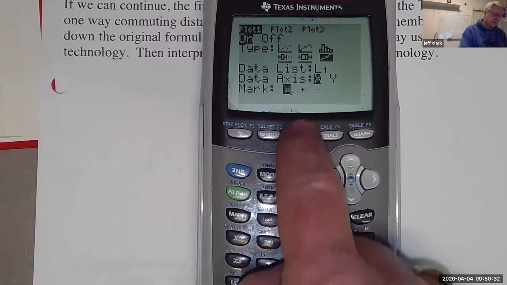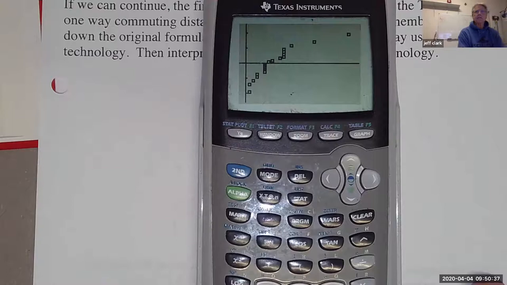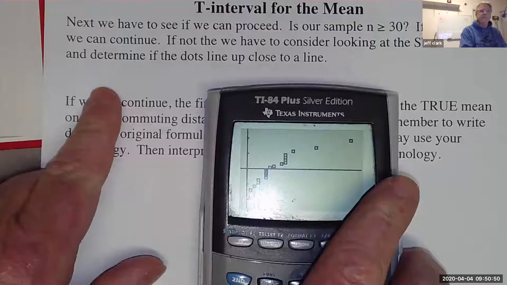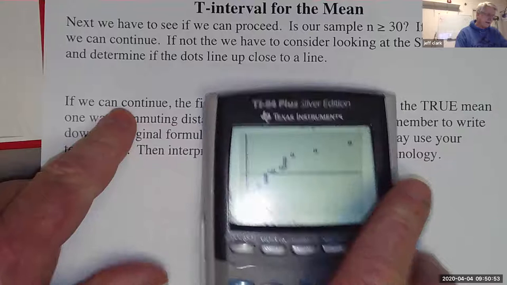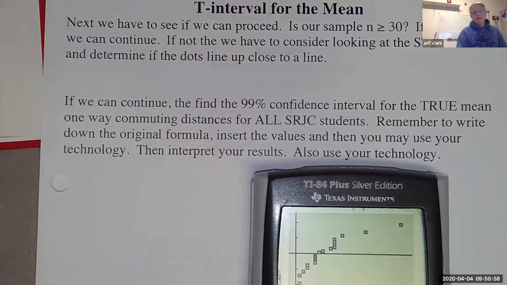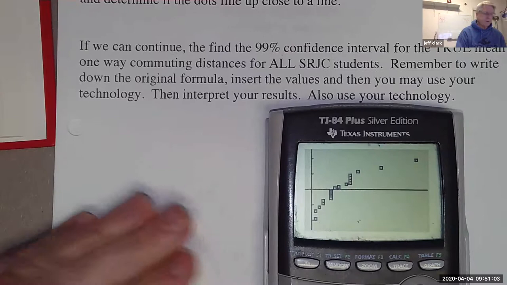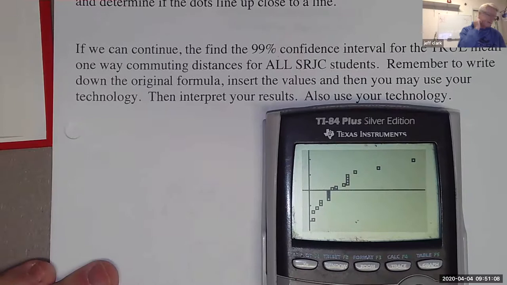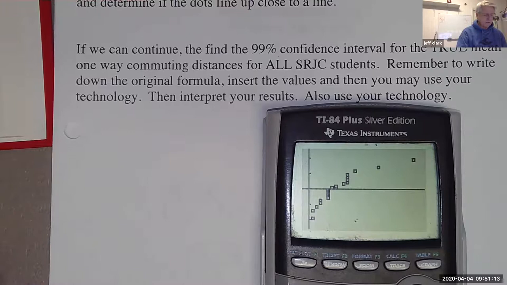All right. Now, if I were looking at this, I would say that it's too curvy. I'd say it doesn't look normal. It's too curvy, and I would not continue. And I'd be done right here. It says, if we can continue, find... so if I can't continue, I'm not going to find that. If it turned out that it looked normal enough, then you go back like we did the previous problem, just go back and find your T interval and interpret your results. So because I can't continue based on what I just did, I'm not going to continue.